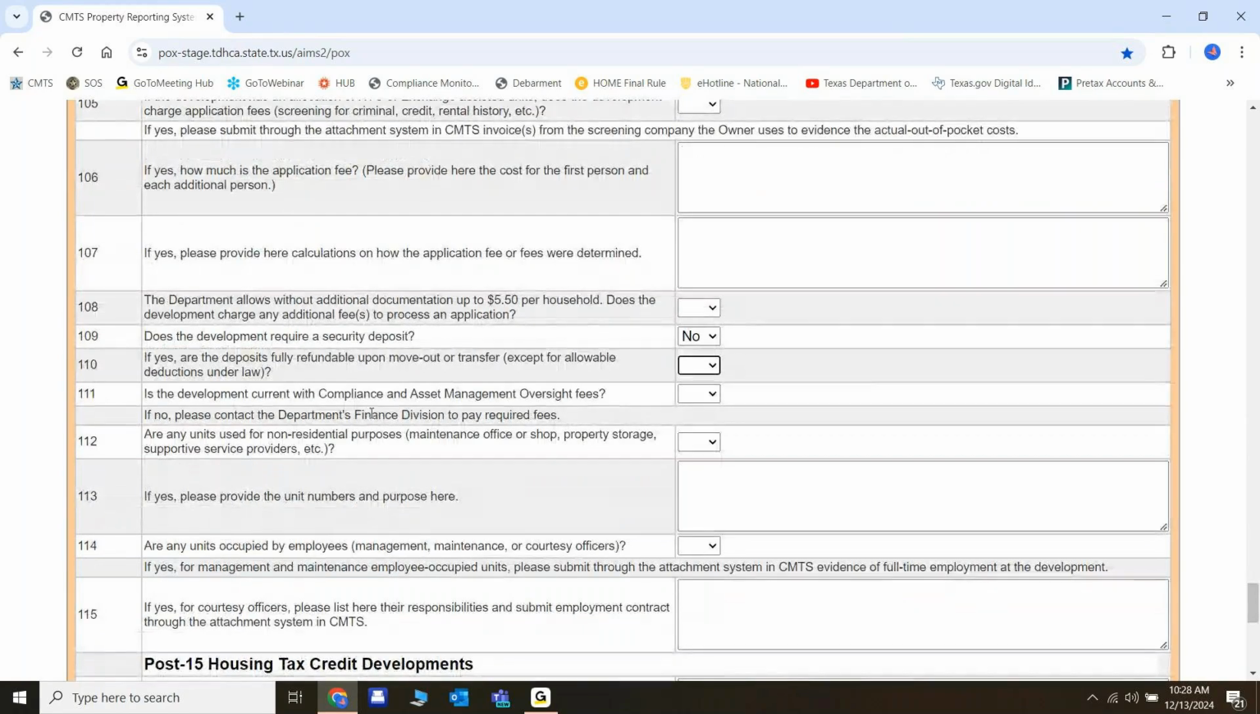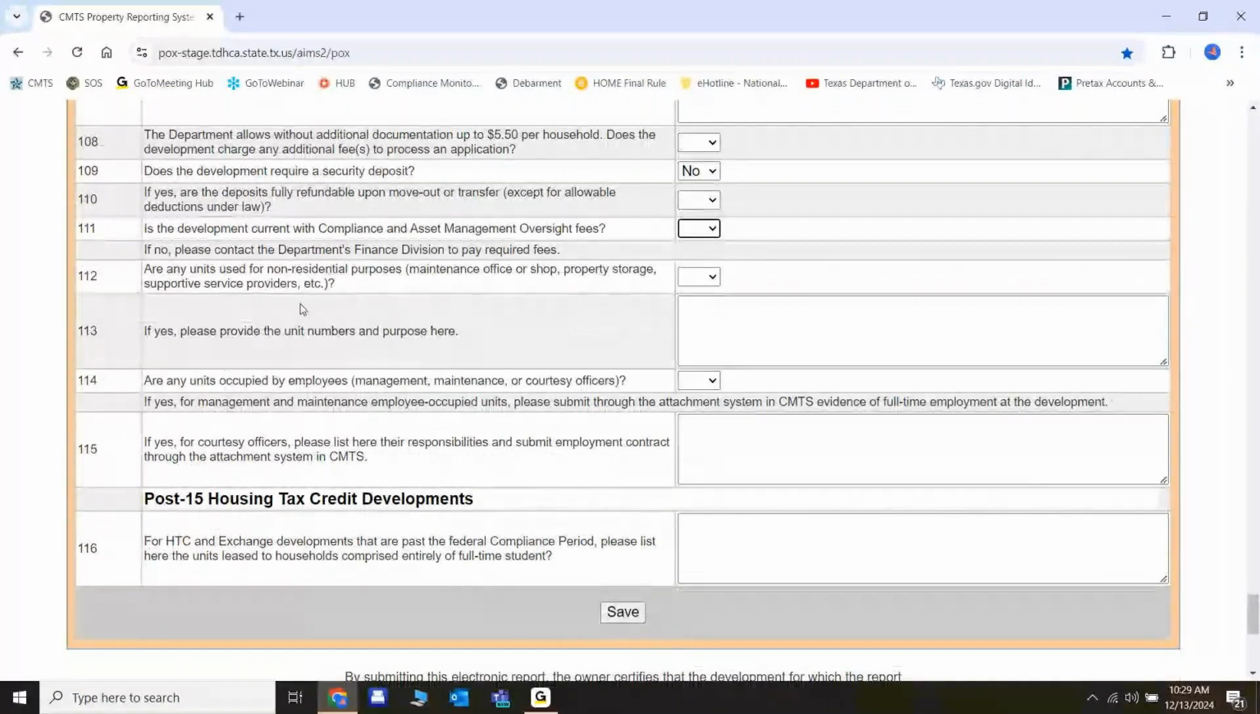Are you current with your compliance and asset management oversight fees? Everybody has to pay fees to the development for compliance and asset management. It's part of your land use restriction agreement, and we check to make sure those fees have been paid prior to coming out to monitor. If no, please contact the department's finance division to pay your required fees. If you don't know, you can leave this blank. We check this before we go, regardless of how you answer. It's just that some of these questions are put in there to trigger you: oh, they're going to monitor for this.